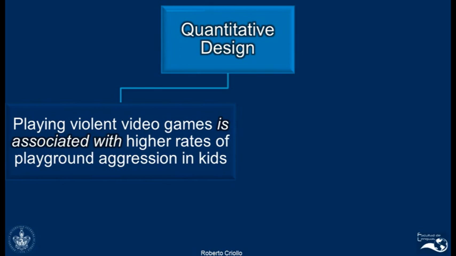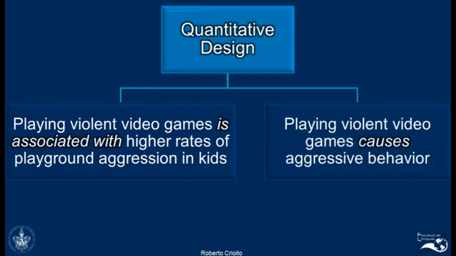A different hypothesis would be that playing violent video games causes aggressive behavior. So if you see here in this second hypothesis, we're talking about a cause and effect relationship between the variables. This means that we believe that if children play violent video games, they will become aggressive. These are the two basic kinds of hypotheses that we're going to find in quantitative design.